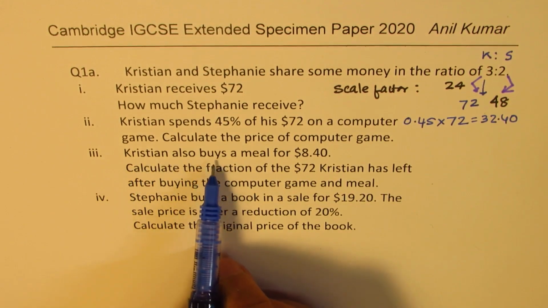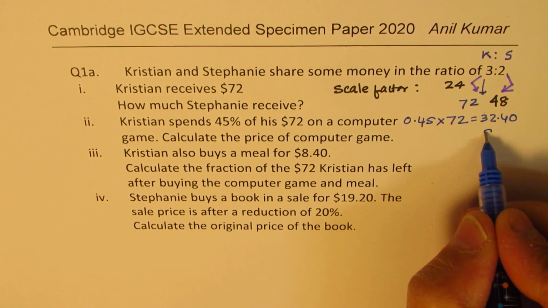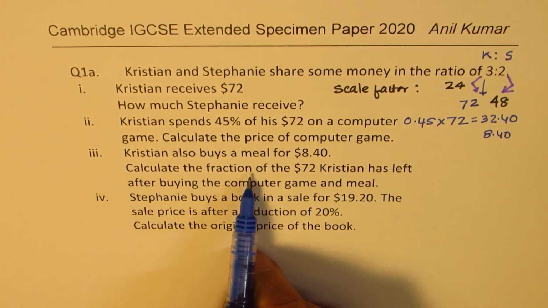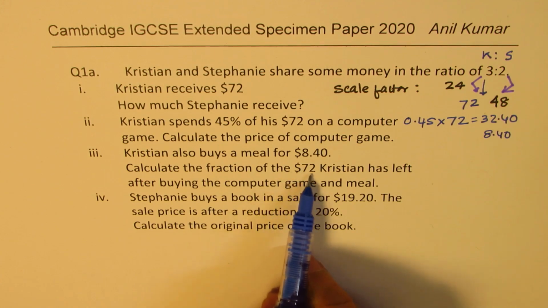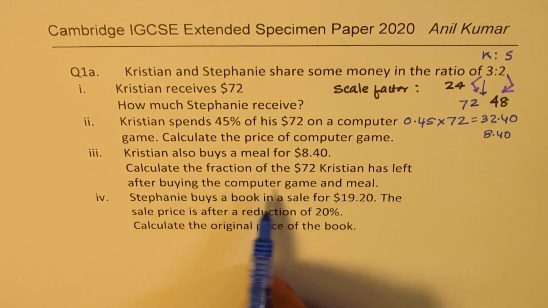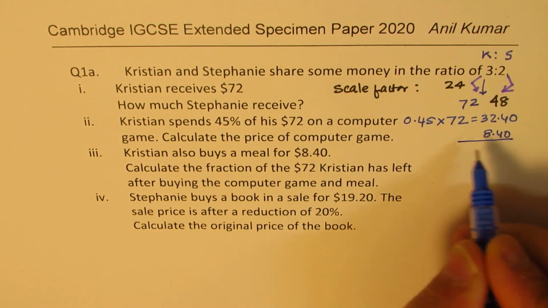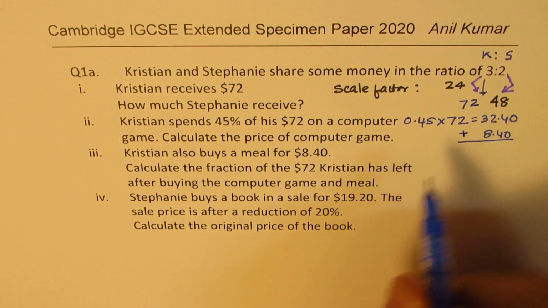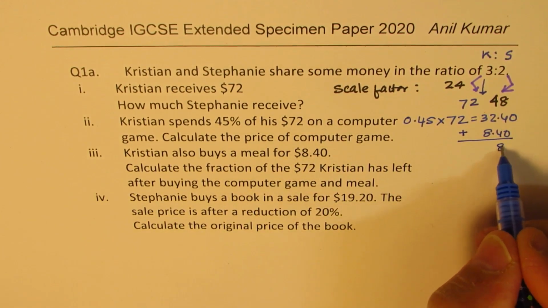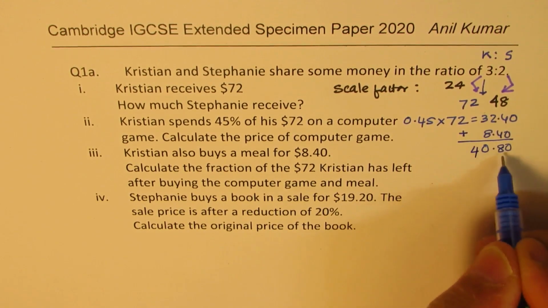Christian also buys a meal for $8.40. Okay, that's fine. Calculate the fraction of the $72 Christian has left after buying the computer game and the meal. So that means you have to add these quantities, correct? And then what is left will be from 72, right? So let's add them first. So we get 32.40 plus 8.40, which is 40.80.